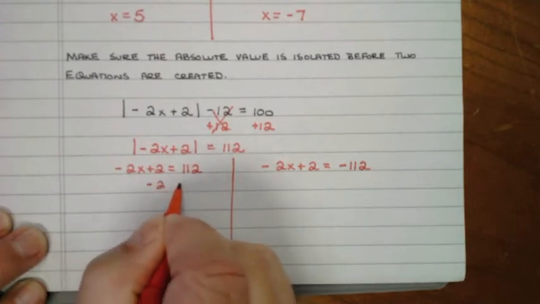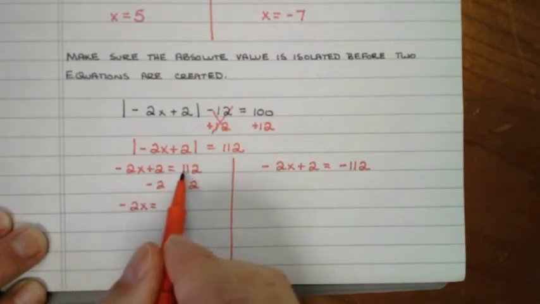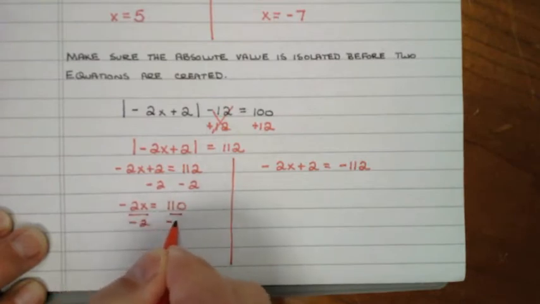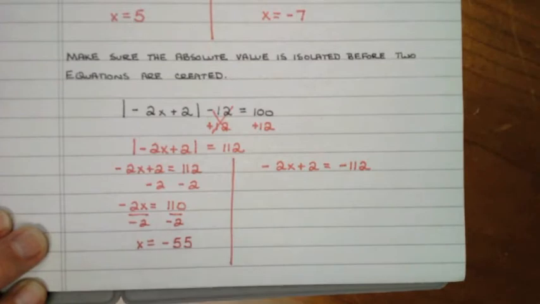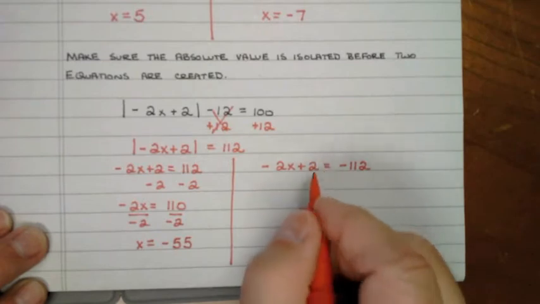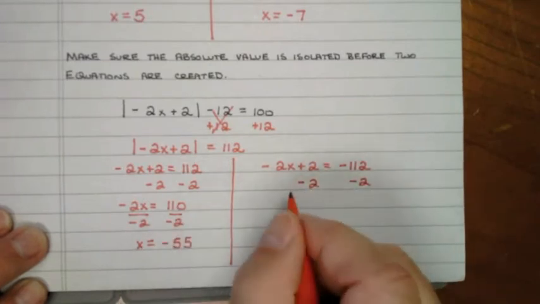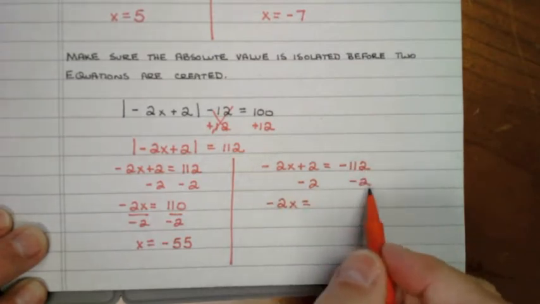Subtract 2 from both sides. 112 minus 2 is 110. Divide both sides by negative 2. X is equal to negative 55. I need to do the exact same thing over here. Solve this one. The steps are going to be the same. I'm just going to be dealing with different numbers. Negative 112 minus 2.